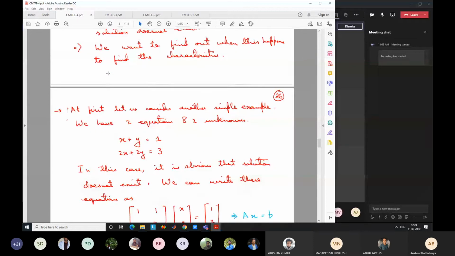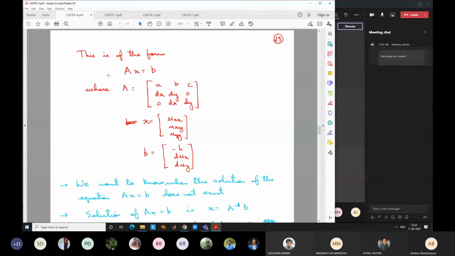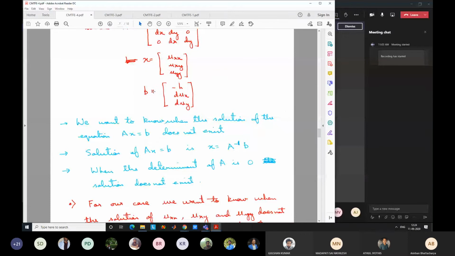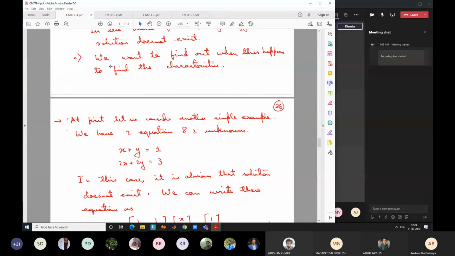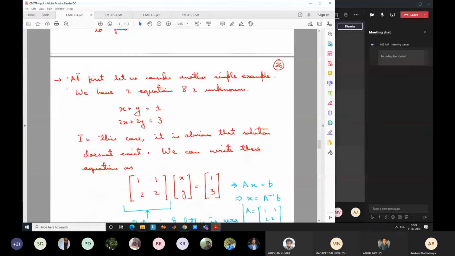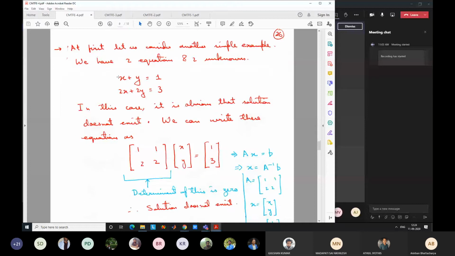Let us think of an analogous situation to understand this better. Although I have stated that when the determinant is 0, the solution does not exist, and mathematically you can see from here also that if the determinant is 0, you cannot compute A inverse, so the solution will not exist. But let us think of a very simple set of algebraic equations. Let us consider two equations and two unknowns, x and y: x plus y equal to 1 and 2x plus 2y equal to 3.